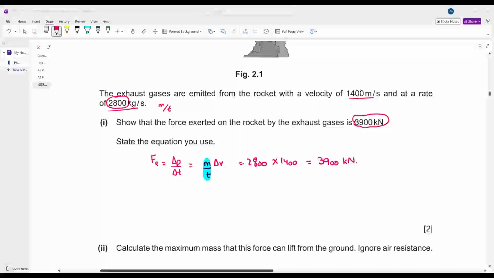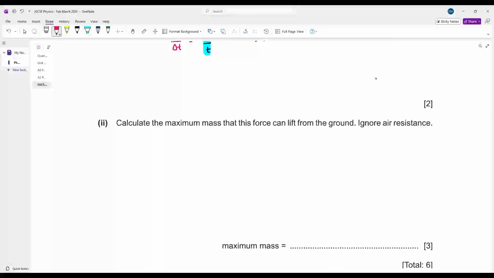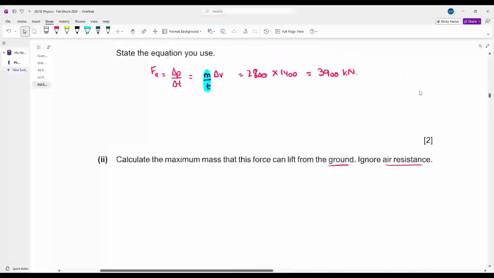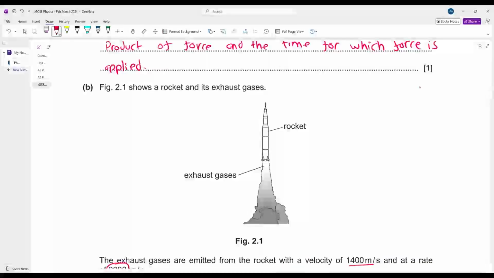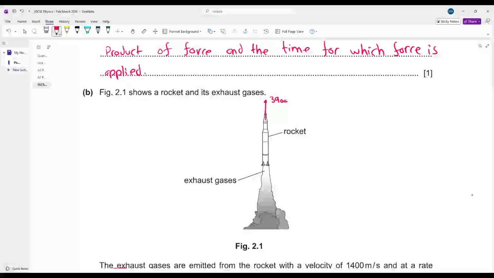अब आगे बढ़ते हैं बेटा. Now, calculate the maximum mass that this force can uplift from the ground. Ignore air resistance. बेटा ये जो रॉकेट है, इसके ऊपर एक अपवर्ड फोर्स लग रही है that you have just calculated, that is 3900 into 10 raised to the power of 3 Newton, और 3900 किलो न्यूटन. This can uplift an equal amount of weight. बेटा जितनी अपवर्ड फोर्स है उतना ही वेट आप अपलिफ्ट कर सकते हो.